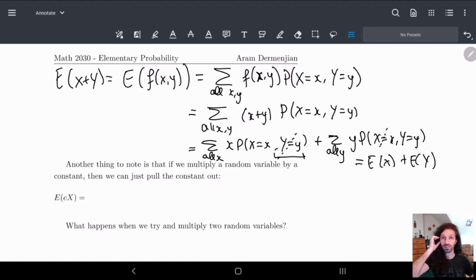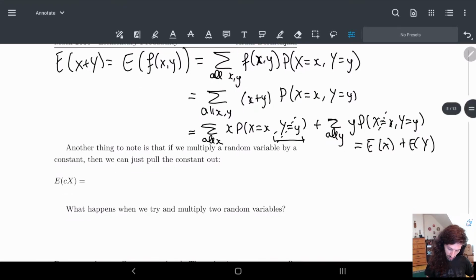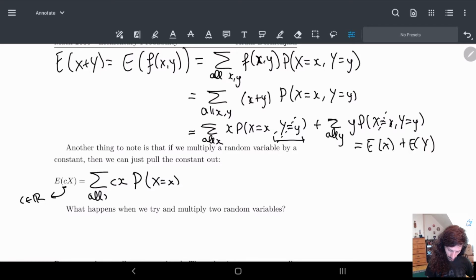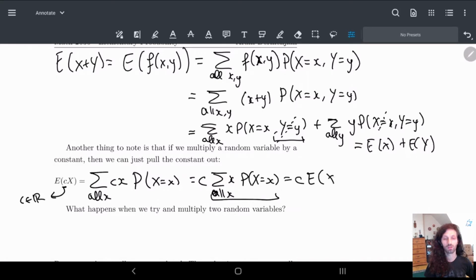Another thing that's nice is that if we ever multiply by some constant, so if c is a constant, a real number, then we can just pull that constant out. This is not too difficult to see. Remember, we just take the function and put it in front, and then we multiply by the normal probability. This c we can pull out, sum over all x, and then this part is just the expected value. So that's nice.